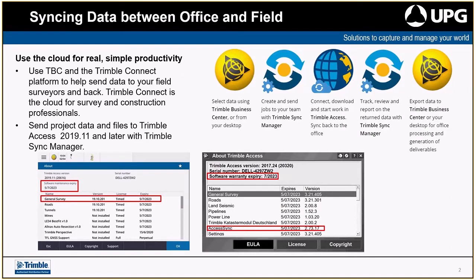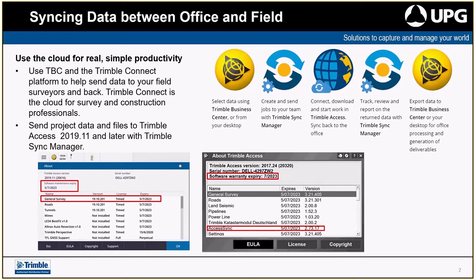The way TBC communicates with the field is you'll select some data that you want in TBC. You'll then be able to link it up through the Trimble Connect cloud, sync that data up to the cloud through Trimble Sync Manager, and then access that data straight from your controller. And at the end of your project, you're able to do the exact same thing by sending it back through Sync Manager and then load it straight into that same job that you're working in.